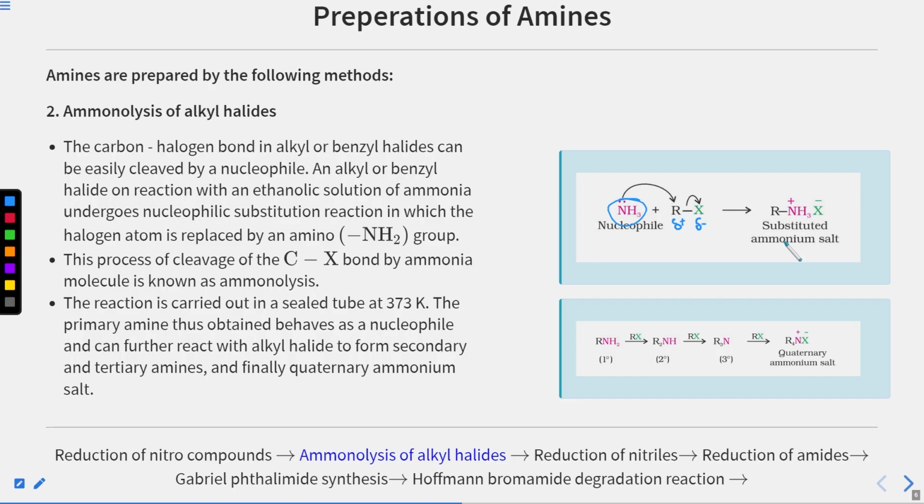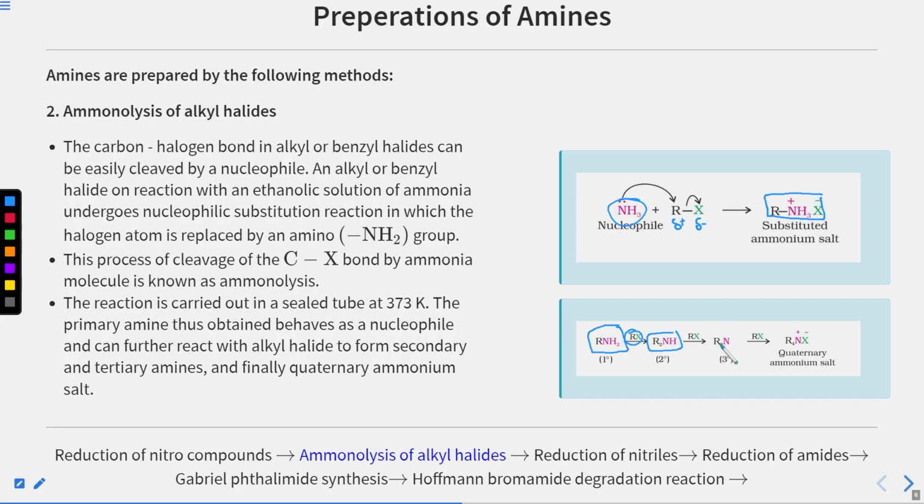Now this goes through a series of steps. First of all, we have one NH3 that kicks out this X and we get this product. So this is for simple ammonia. Or you can take another type of substrate. Suppose we take a primary amine and treat it with RX. First N will just kick out one X and take the R.